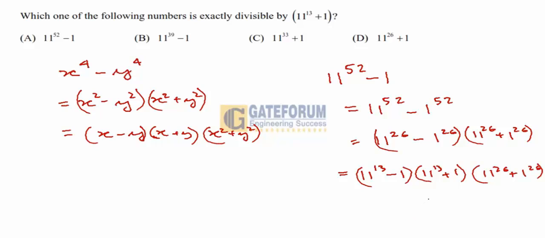So as you can see, 11 to the power 52 minus 1 will be perfectly divisible by 11 to the power 13 plus 1, because this is one of the factors of this. Now for all the others that you try, that will never happen. 11 to the power 39 minus 1 will yield, if 39 divided by 2 is a decimal actually, because this is an odd number. So 39 by 2 is how much? 19.5. So naturally you can be rest assured that 13 is not going to appear. And these are all pluses, so they never can break up. So naturally our correct answer is found to be 11 to the power 52 minus 1.